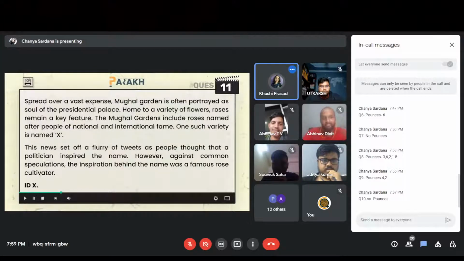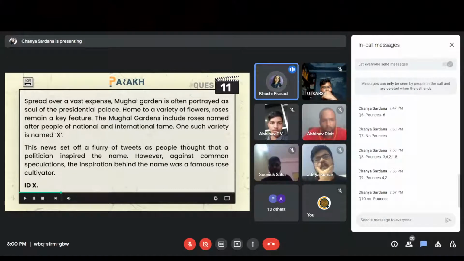Direct for team 3. Spread over a vast expanse, Mughal Garden is often portrayed as the soul of the presidential palace. Home to a variety of flowers, roses remain a key feature. The Mughal gardens include roses named after people of national and international fame. One such variety is named X. This news set off a flurry of tweets as people thought that a politician inspired the name. However, against common speculations, the inspiration behind the name was a famous rose cultivator. Identify X. So we'll show you an image.